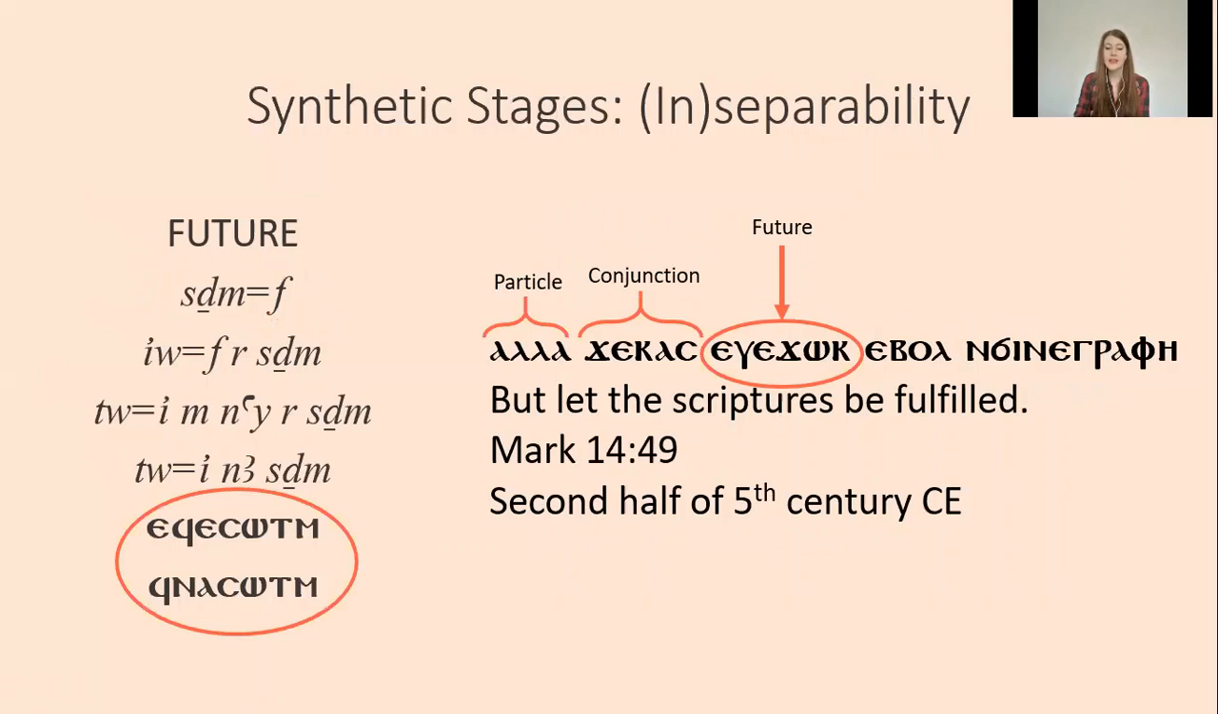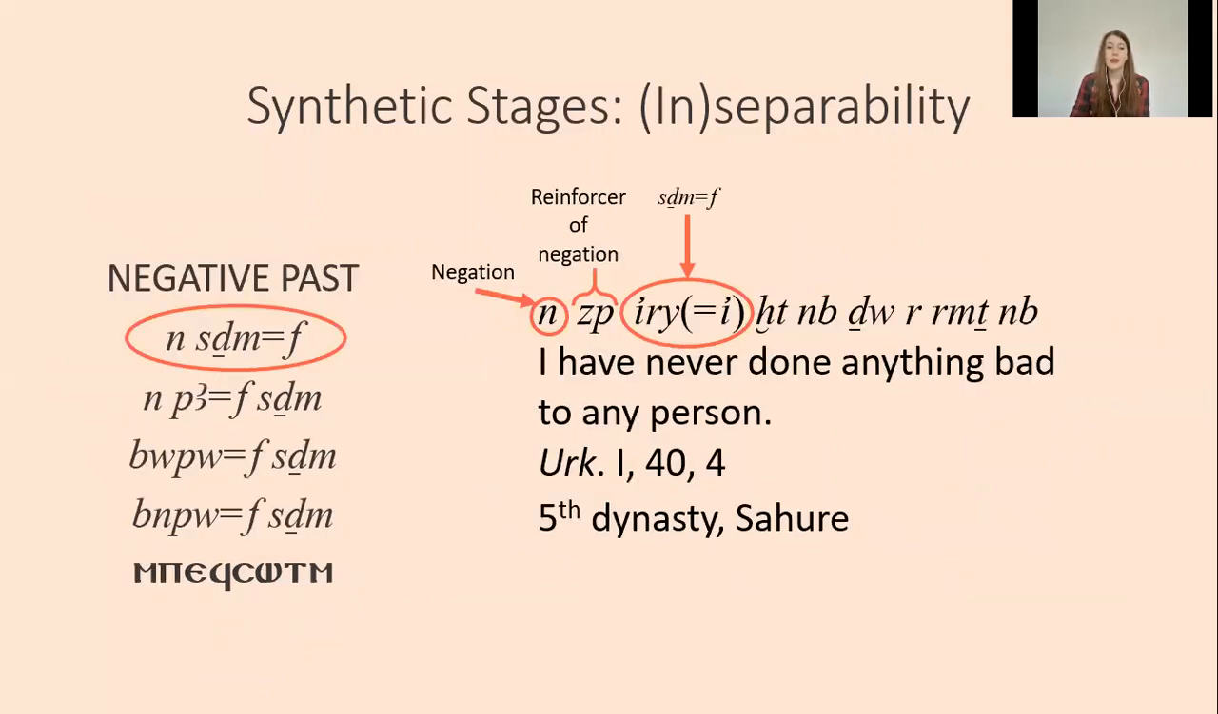And this was also the case in the forms for the second synthetic stage of the future construction. So in this example, you can see that the particle and the conjunction in the sentence are unable to interrupt the group of the future construction. So this inseparability shows that in this respect, the two synthetic stages of the future construction are the same. However, synthetic verbal constructions weren't always as fully inseparable as those of the future.